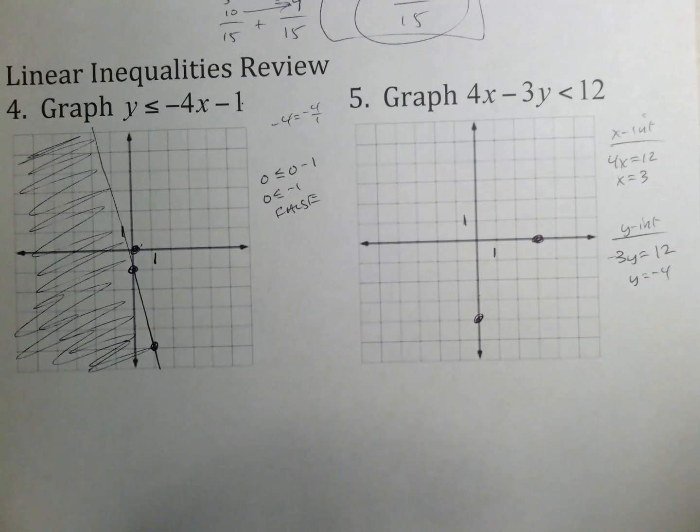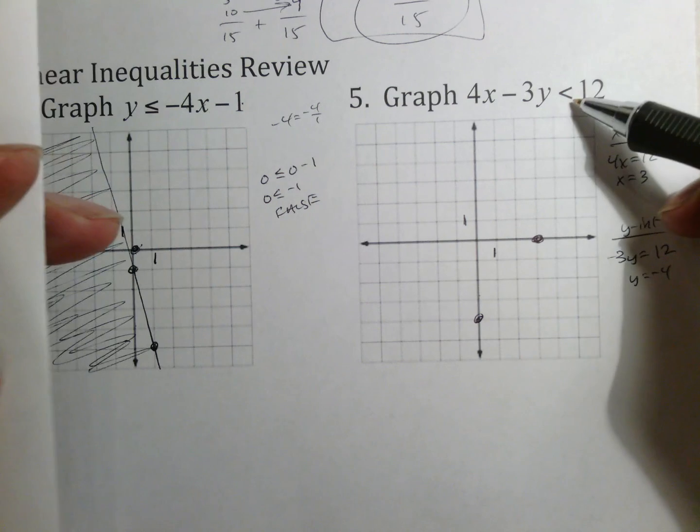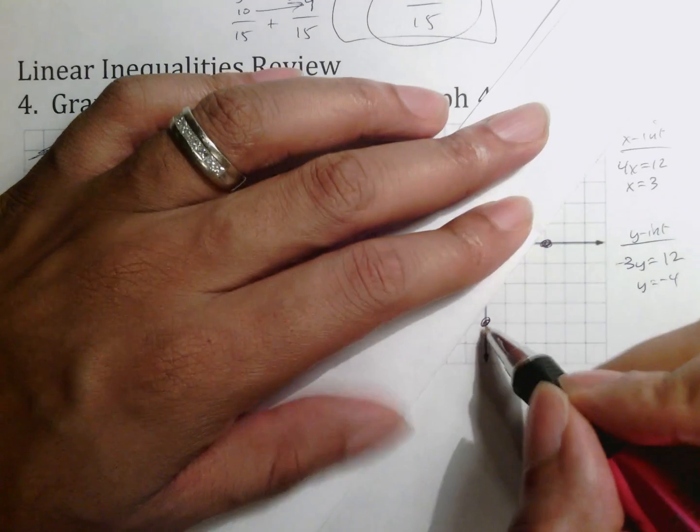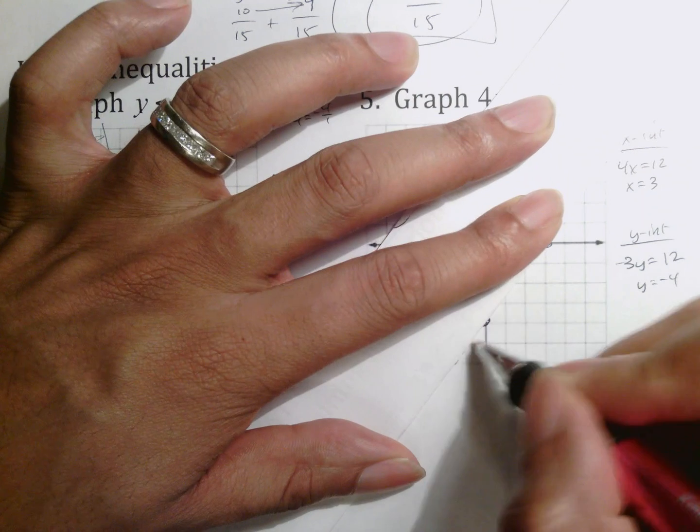There is my -4. The trick here again is there's not a line under it, and so I have to make sure that I use a dotted line.